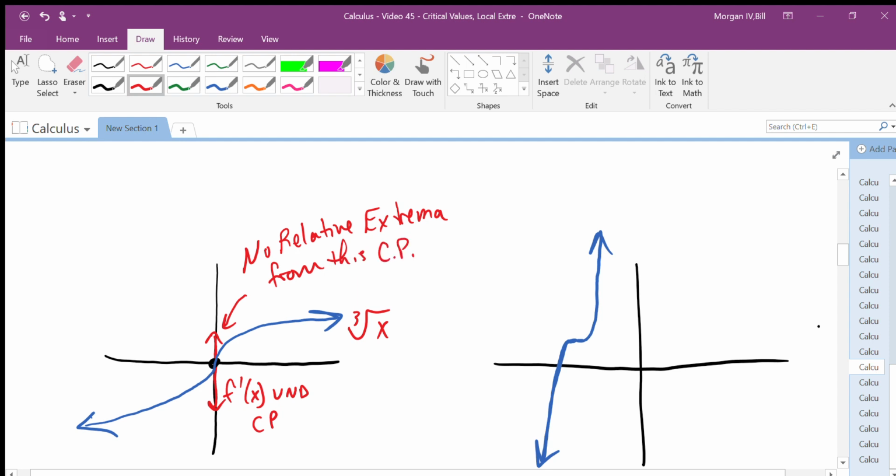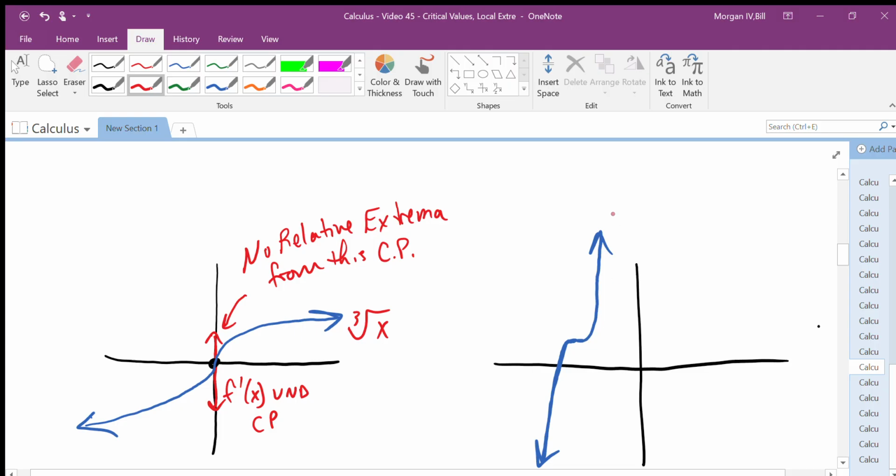And this is what we mean by all relative extrema come from critical points, but not all critical points end up being relative extrema. Some do, some don't, but all the relative extrema will come from critical points. Okay, one more example of that.